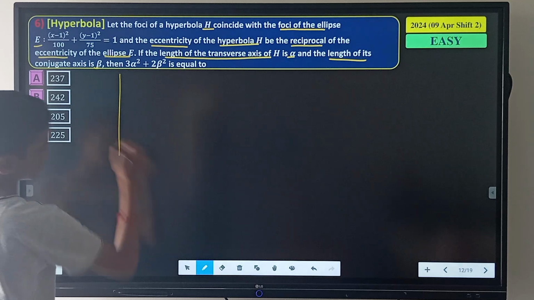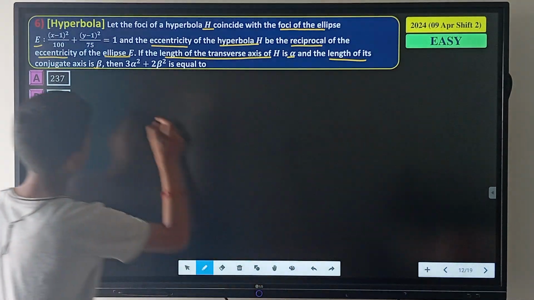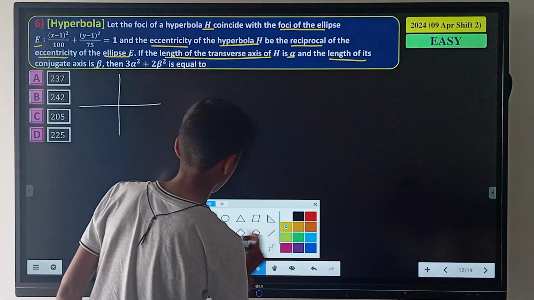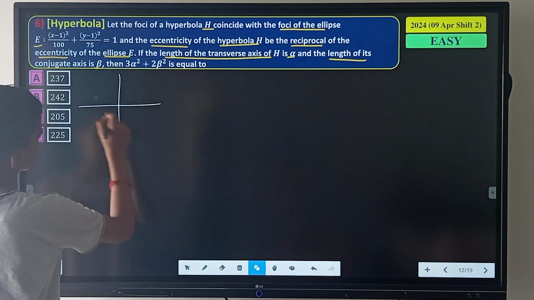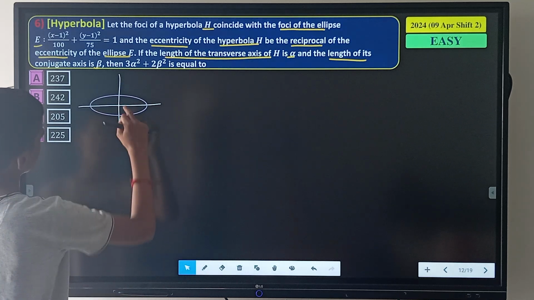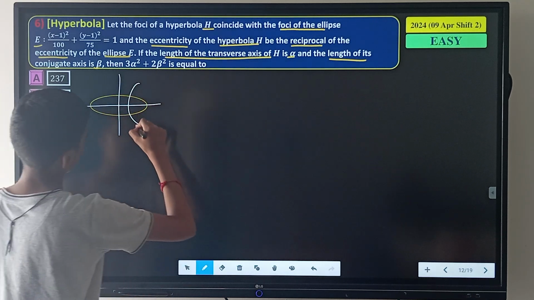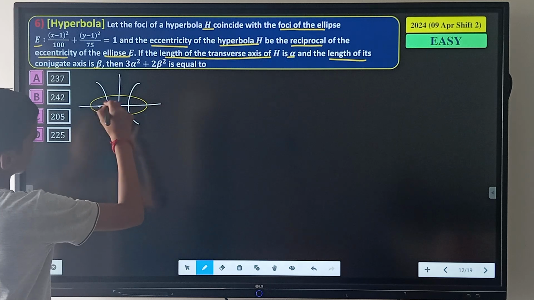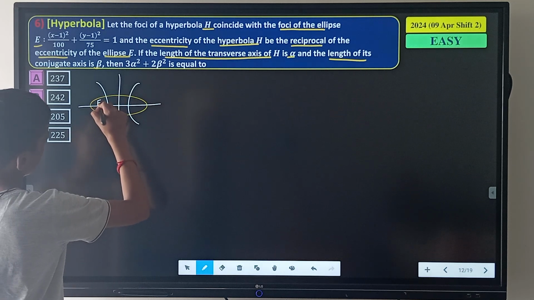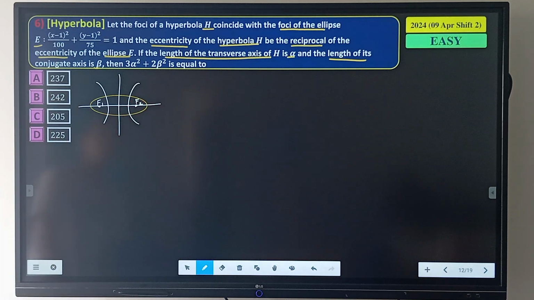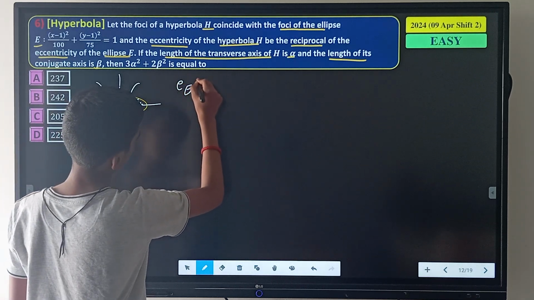Now note that these are not our coordinate axis. So yes, first I will make ellipse, and now I will make hyperbola. Now the foci of ellipse and hyperbola are same. Let's say this is our F1 and this is F2, foci number 2.